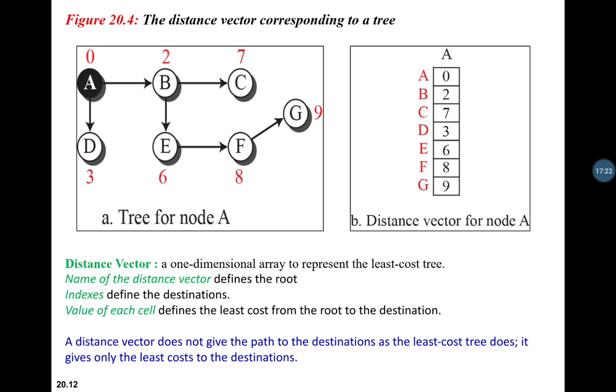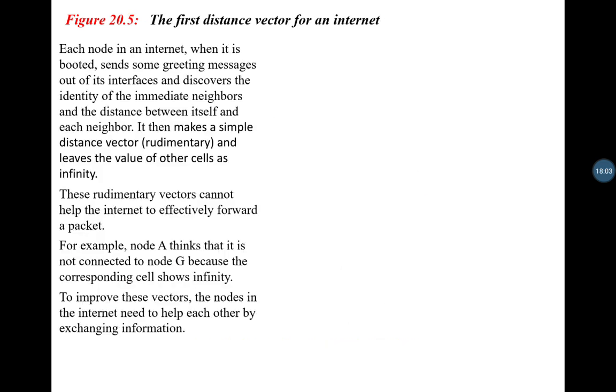So remember always that a distance vector does not give the path to the destination as the least cost tree does. It gives only the least cost to the destination. It will not tell about the path. How does each node in an internet originally create the corresponding vector? Here you can see that this is a tree and this is a distance vector. So here, considering the root node as A, the distances to all the other nodes are tabulated here, and these, using the Bellman-Ford equation, are the minimum of the least cost distances.